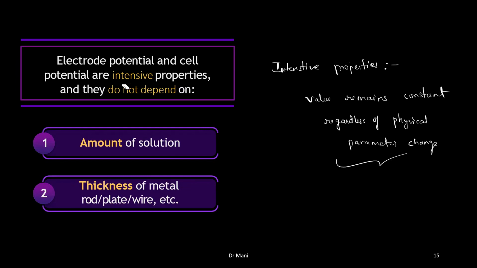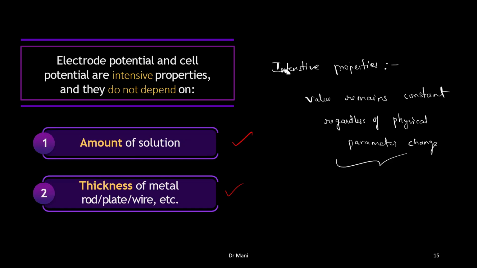So yesterday I told you what intensive properties are. Intensive properties are those whose values remain constant. Suppose this is a parameter, and this is a parameter. If you change this parameter, the potential would have to change. If you change this parameter, the cell potential would have to change. But this won't happen like that.